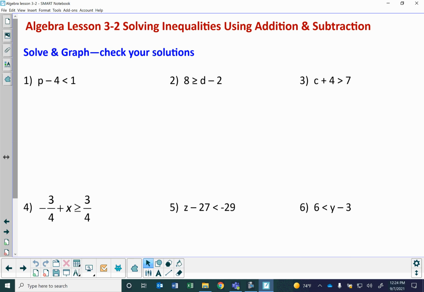So in my first inequality here, I have p minus 4 is less than 1. To solve this, I need to get rid of the subtracting of 4. So I do that by adding 4 to both sides. So p minus 4 plus 4, those cancel out, leaving me with p is less than 5.